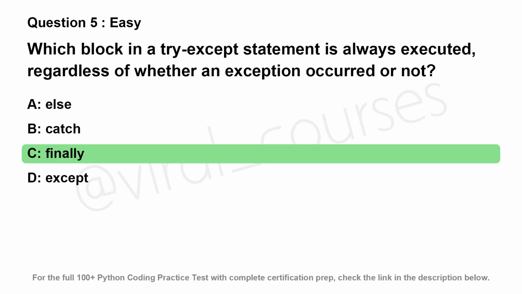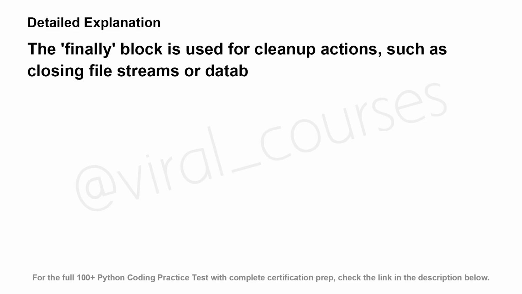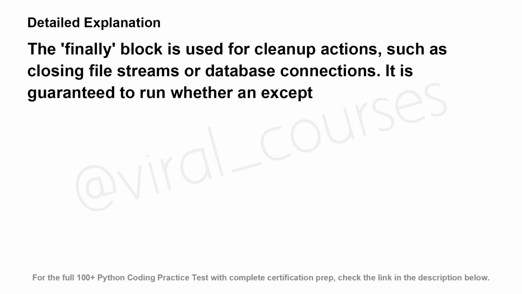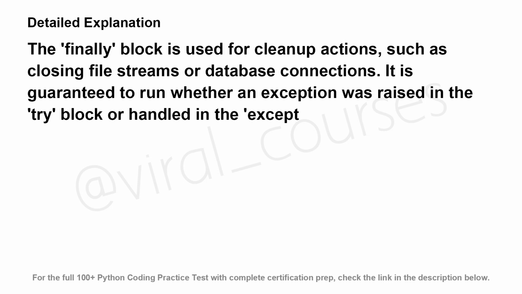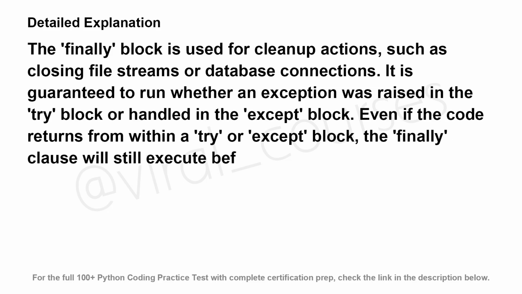The correct answer is C. The finally block is used for cleanup actions, such as closing file streams or database connections. It is guaranteed to run whether an exception was raised in the try block or handled in the except block, even if the code returns from within a try or except block. The finally clause will still execute before the method finishes.